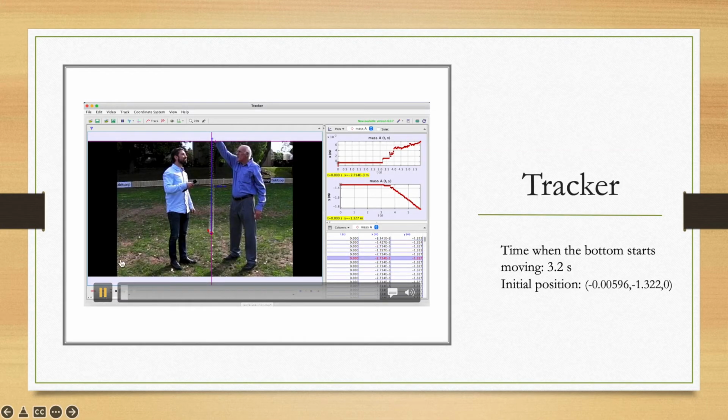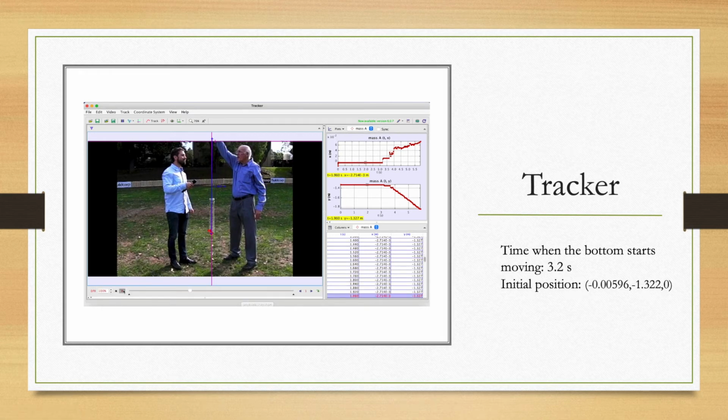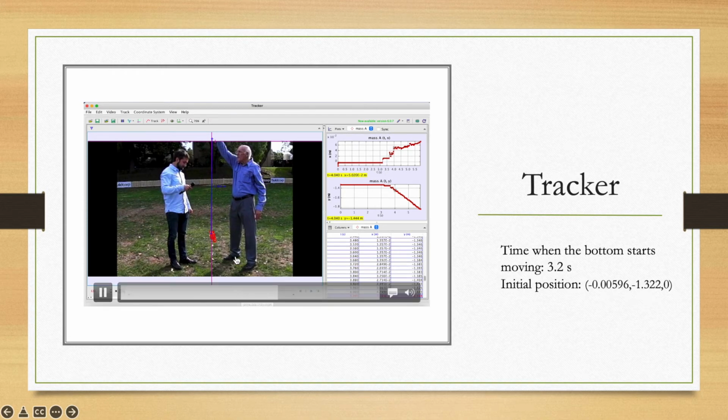In our Tracker data, we can observe how the slinky moves. The bottom of the slinky stays stationary until the compressional wave that was caused by the man no longer holding the slinky reaches the bottom of it. The time when the bottom started moving was 3.2 seconds, and the initial position, as I said before, was the one that you can see on the screen. As we can see here, the slinky starts moving once the compressional wave reaches the bottom of the slinky.